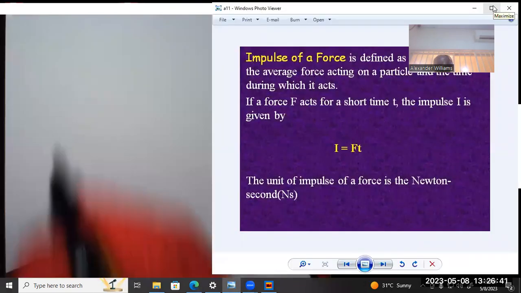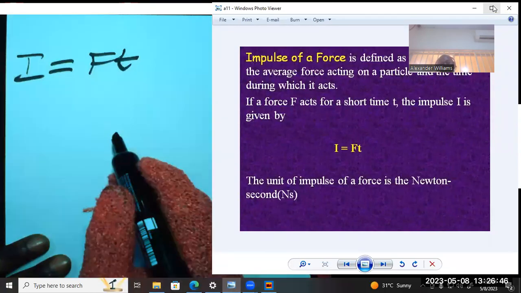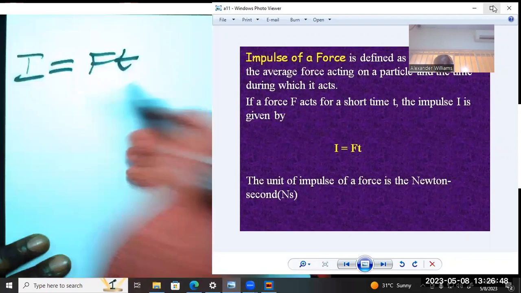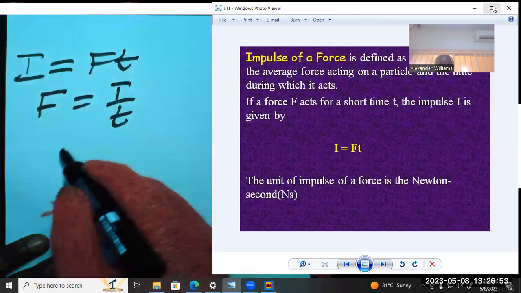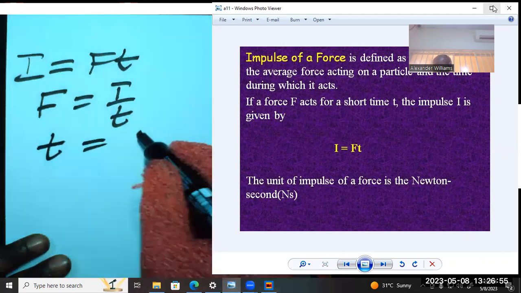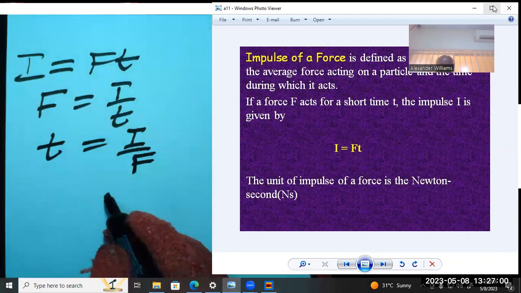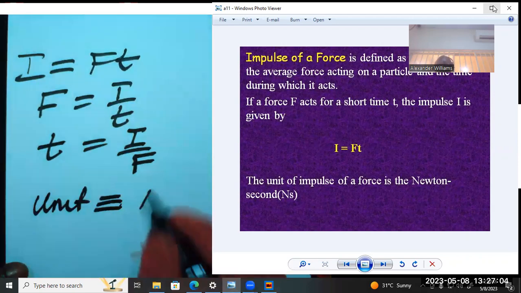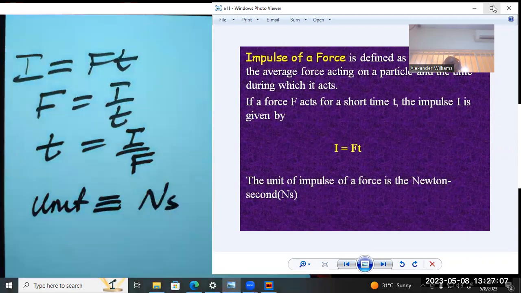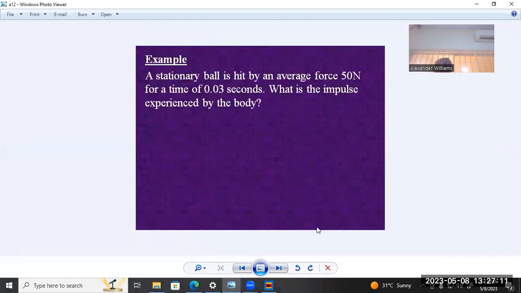If we have impulse, which is force times time, from this equation we can also say that the force is impulse over time. Likewise, the time is the impulse divided by the force. But note that the unit of impulse is Newton second. Here's an example that has to do with impulse.